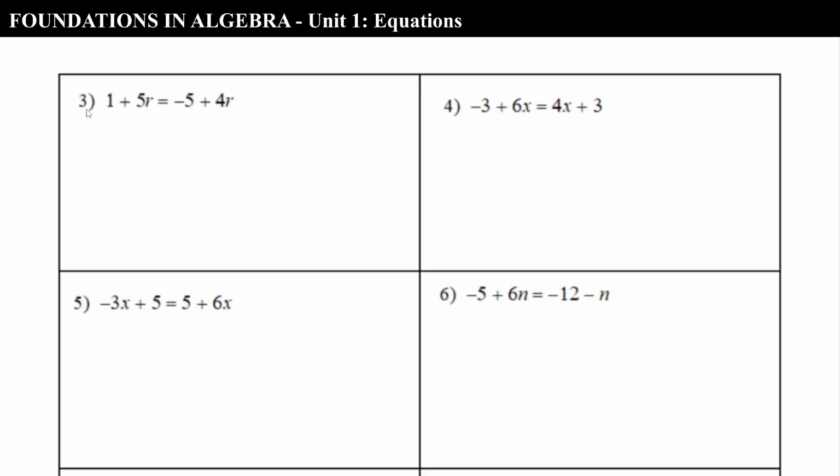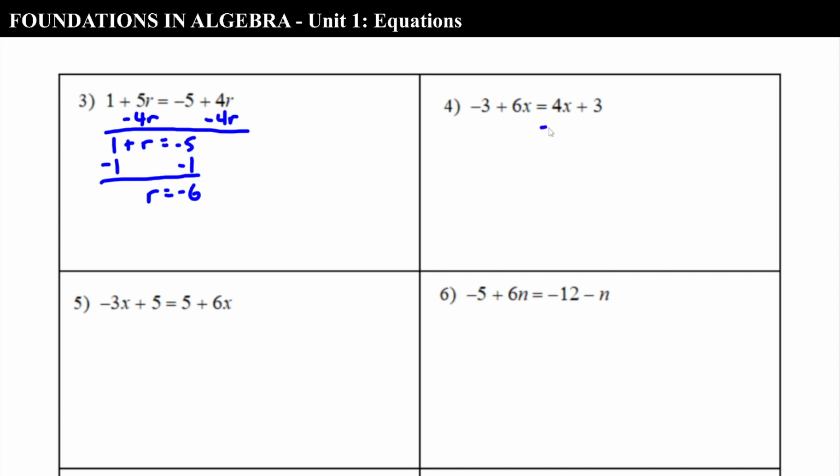Moving on to number 3. Let's subtract 4r from each side, because there's nothing to distribute and there's nothing to combine. So this is very similar to the ones we've done. And that's going to give us 1 plus r equals negative 5. Now let's subtract 1 from each side. And that's going to give us r equals negative 6. And we're done. That's it for that one.